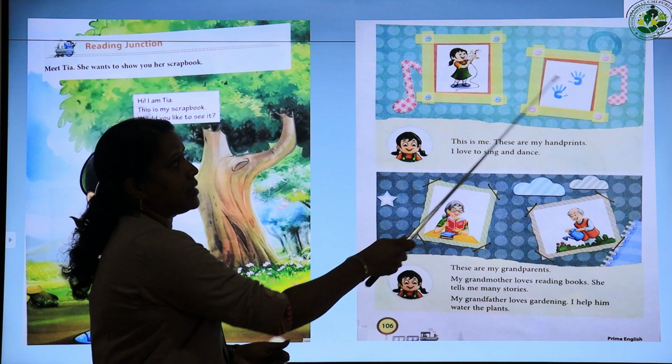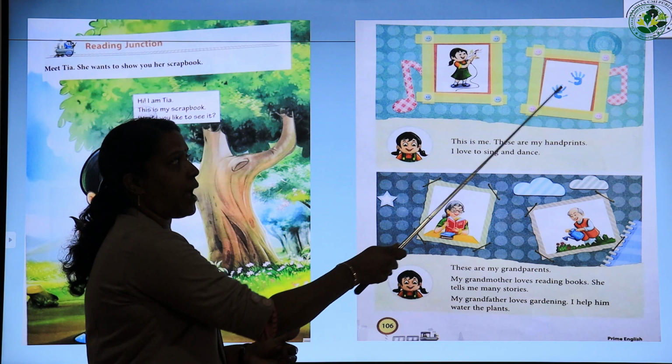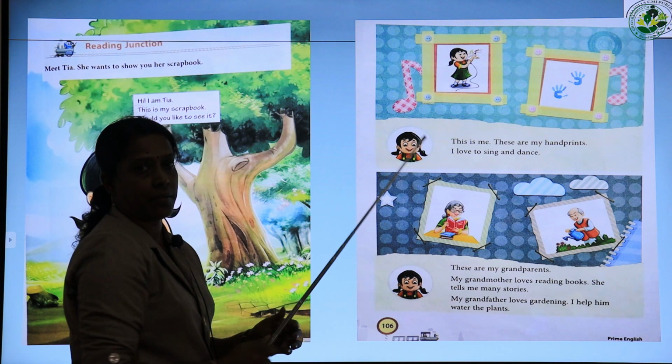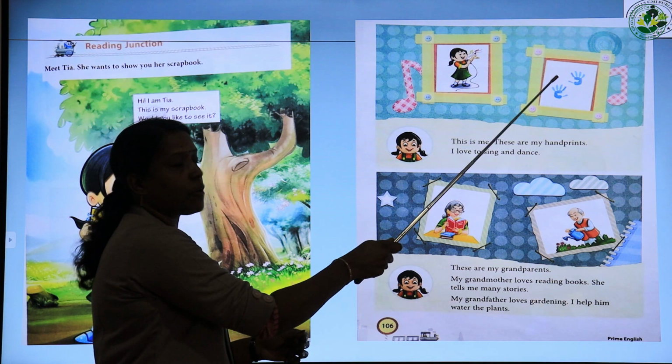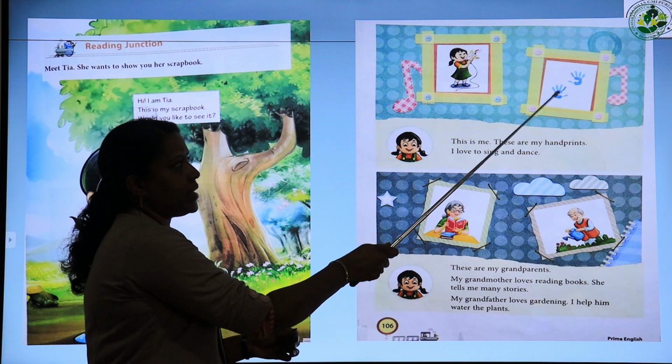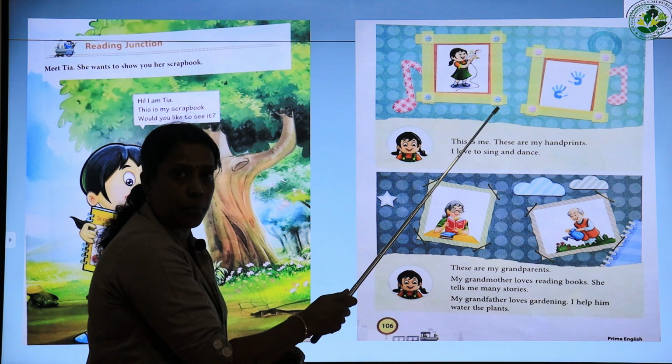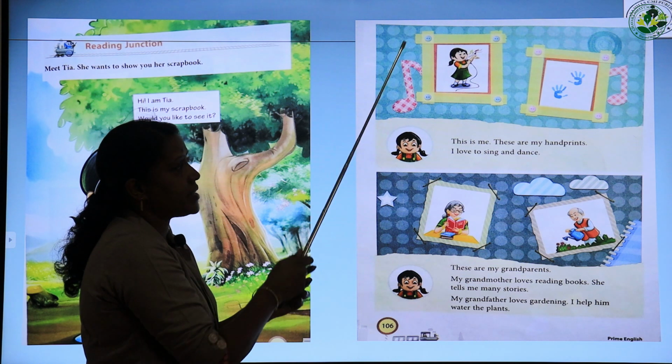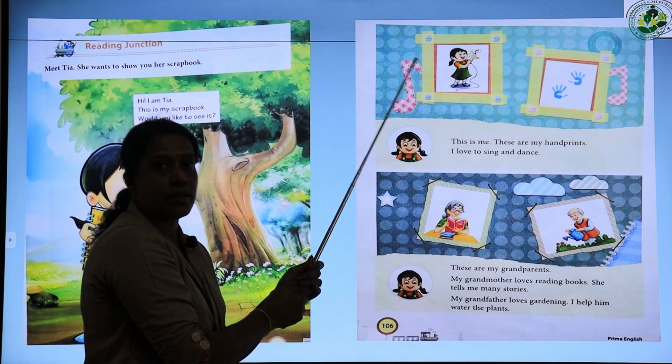Look here. On the next page, we can see the handprints of Tia. Can you see the handprints of Tia? Yes, this is Tia's scrapbook. This is the first page. There you can see the picture of Tia.